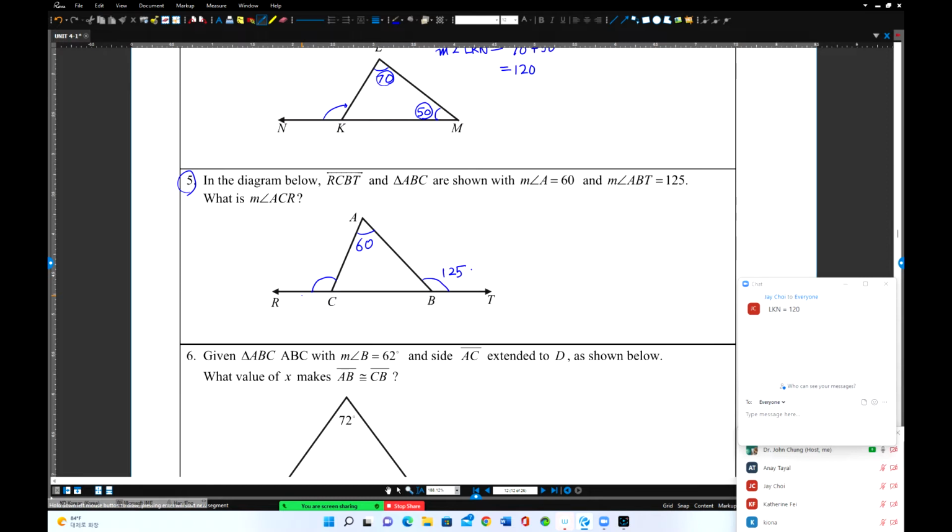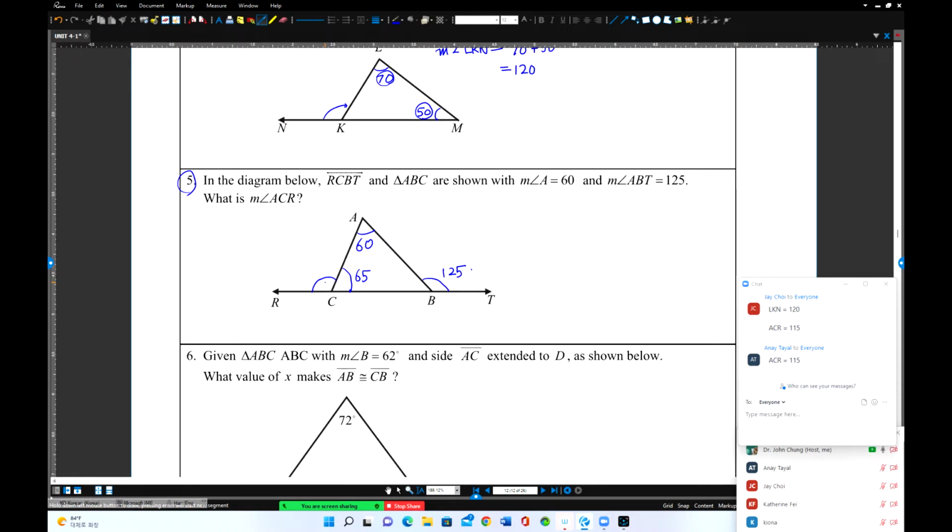Can you guys try this one, number 5? You're going to use the exterior angle, 125. 125 is the sum of two remote interior angles, right? ACR is 115. This angle is how much? The sum of these angles is 125. This is 65. 60 plus 65 is 125.